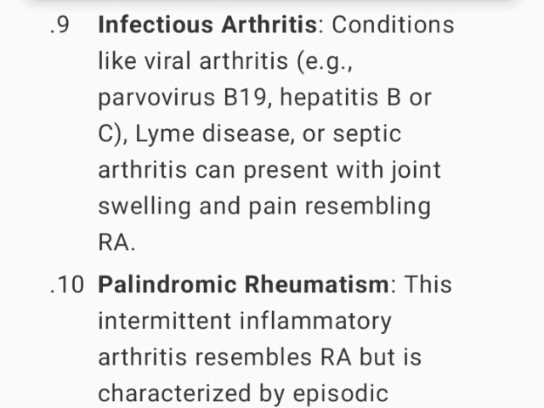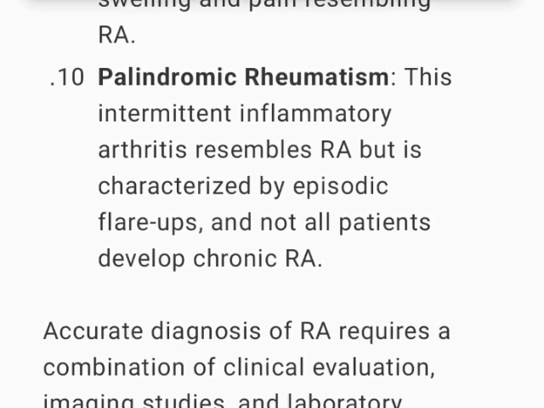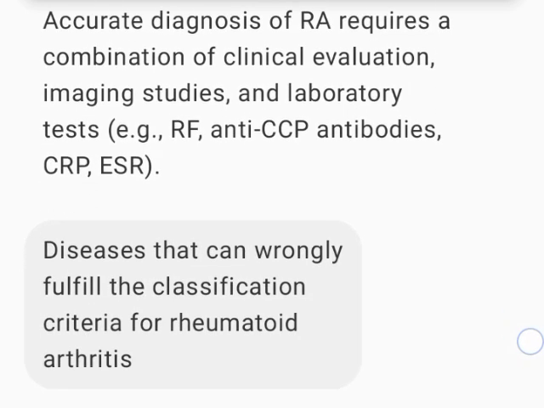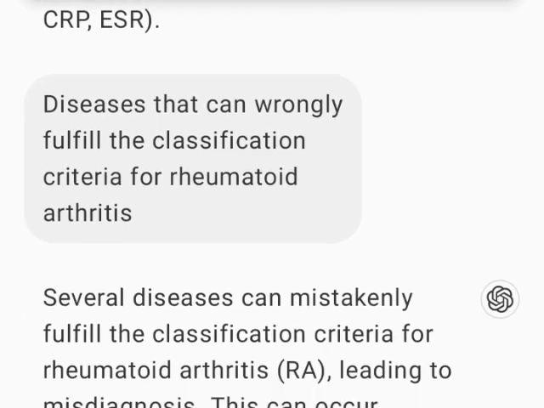9. Infectious arthritis. Conditions like viral arthritis, e.g., parvovirus B19, hepatitis B or C, Lyme disease, or septic arthritis can present with joint swelling and pain resembling RA. Number 10. Palindromic rheumatism. This intermittent inflammatory arthritis resembles RA, but is characterized by episodic flare-ups, and not all patients develop chronic RA. Accurate diagnosis of RA requires a combination of clinical evaluation, imaging studies, and laboratory tests, e.g., RF, anti-CCP antibodies, CRP, ESR.